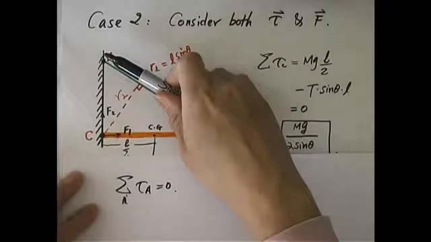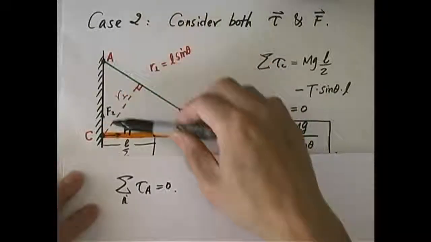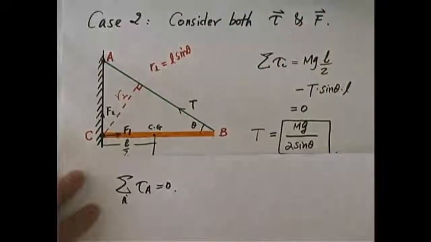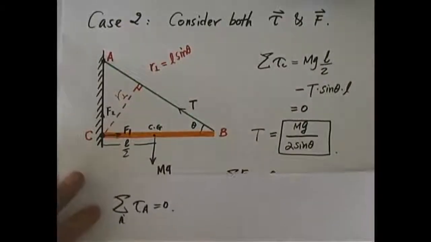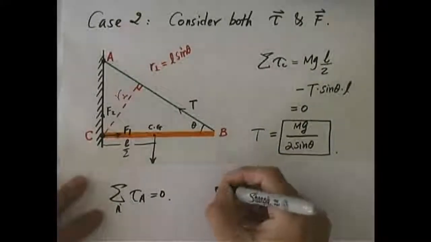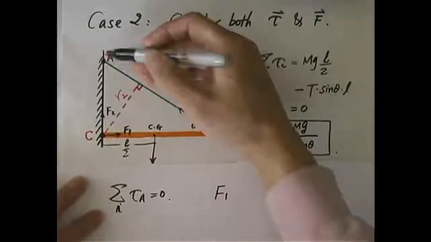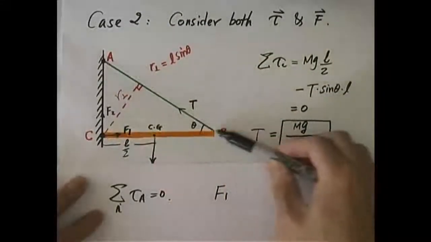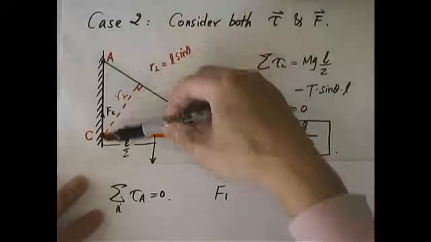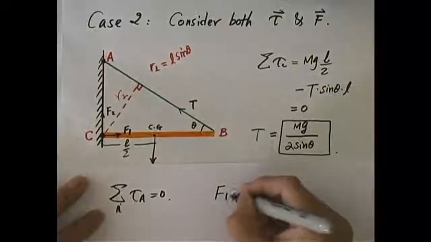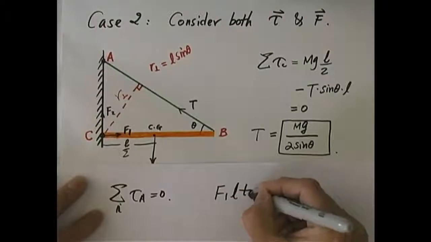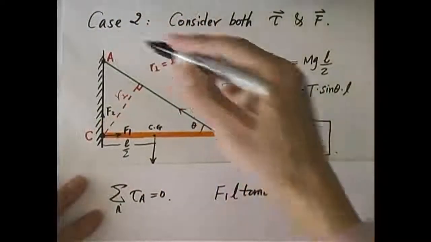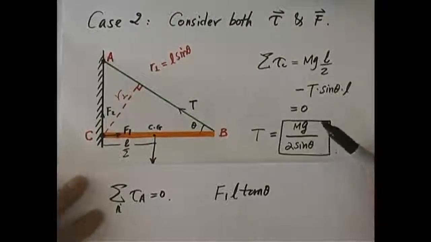Tension has no torque, F2 has no torque, F1 does have a torque, and that's a counterclockwise torque. Let's say that's a positive torque. Okay, we call it positive. So F1 times the lever arm, this is the lever arm right here. Now, how much is that? This is L, this angle is theta, so that distance from A to C, isn't that L tangent theta? Right? Okay, that is a counterclockwise torque. Who gives you the clockwise torque?